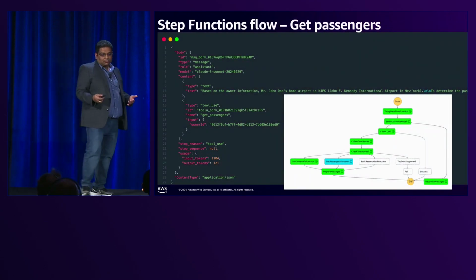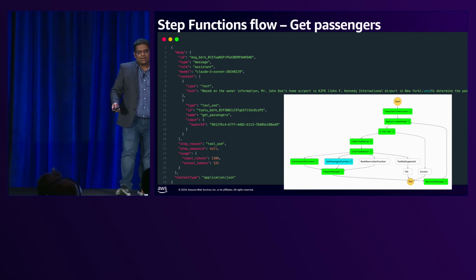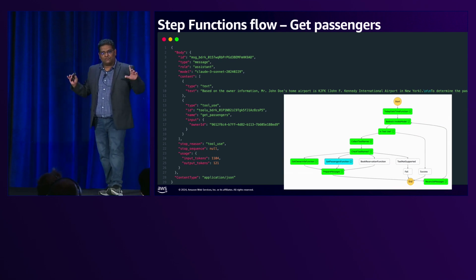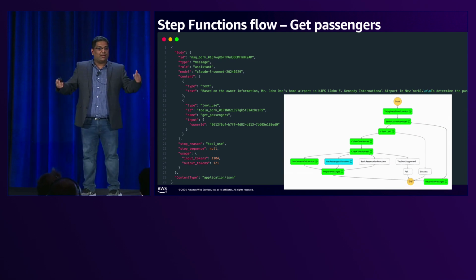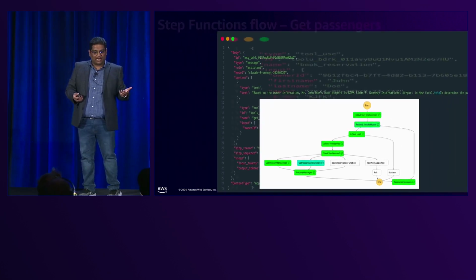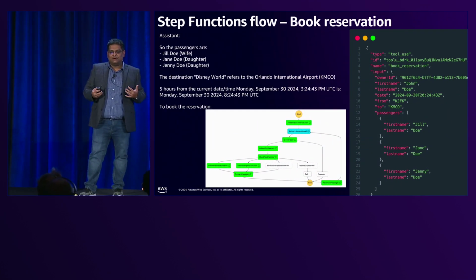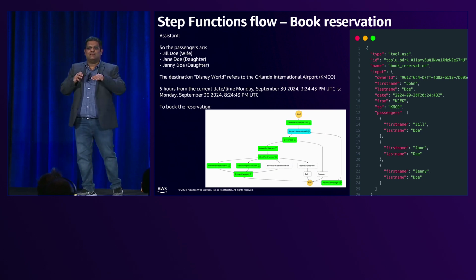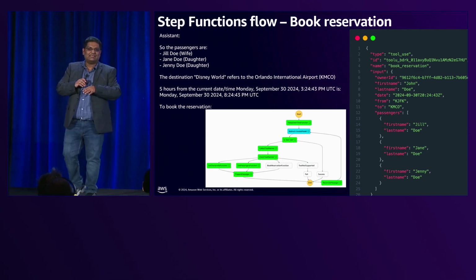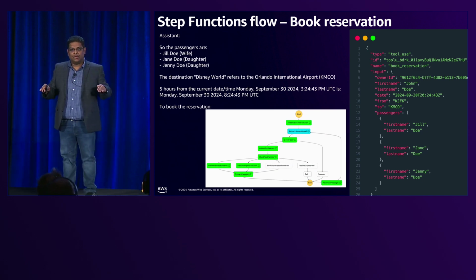Next, the large language model comes back and says, okay, we have owner information right now. Now I need passengers. So go and get passengers. Use that tool. This is the owner ID. Go get the passengers, and then we'll move next. Once the passengers are received, we have all the passenger information. Finally, the step function or the Bedrock model has everything to book a reservation.